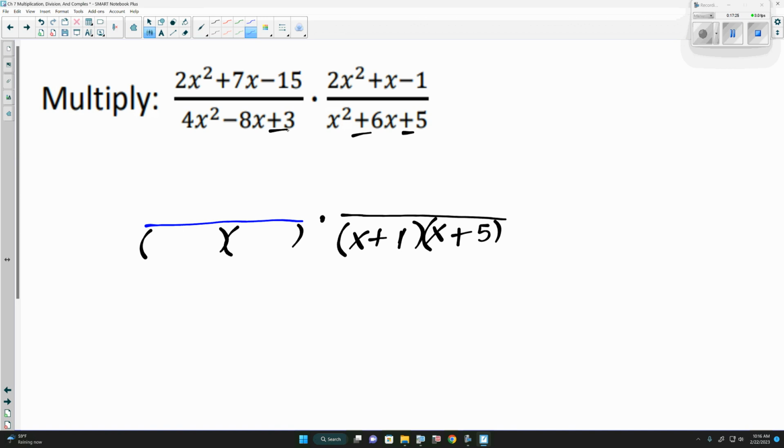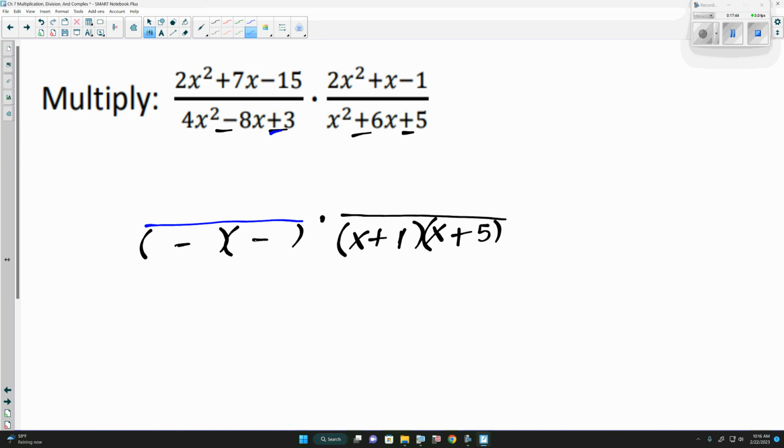Now we look at the third term. If the third term is positive, the signs are the same and match the sign of the middle term. If the third term is negative, our signs are opposite. Well, here it's positive, so they're both going to be the same, and they're both negative. So we have negative and negative.